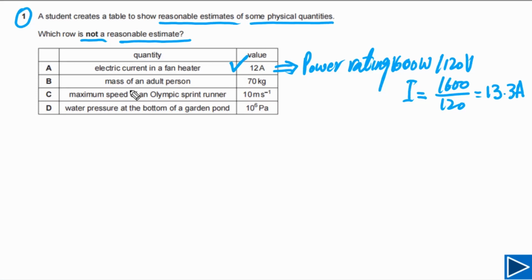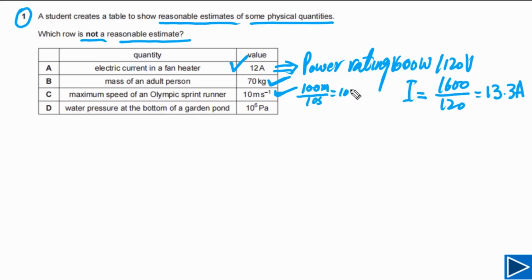Now if we go to option B, mass of a person 70 kilograms, average mass, this is also a reasonable estimate. If we go to option C, maximum speed of an Olympic sprint runner 10 meters per second, this is also a typical value, meaning a runner can cover 100 meters in 10 seconds.